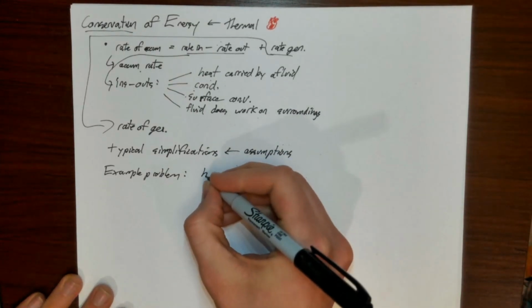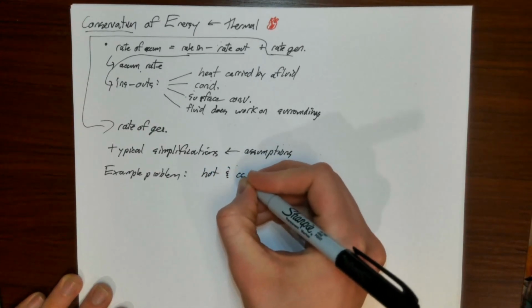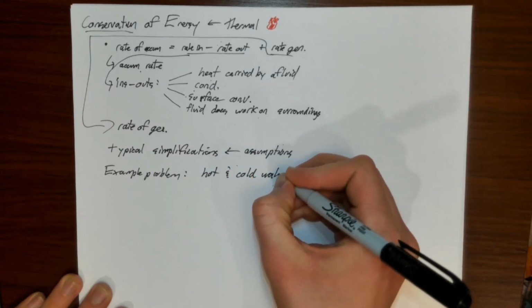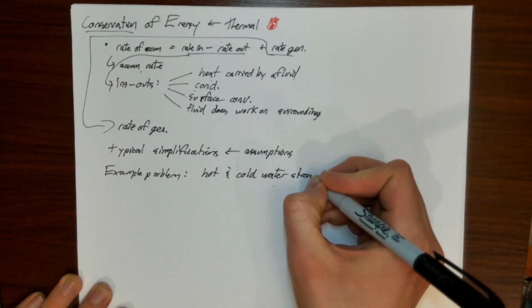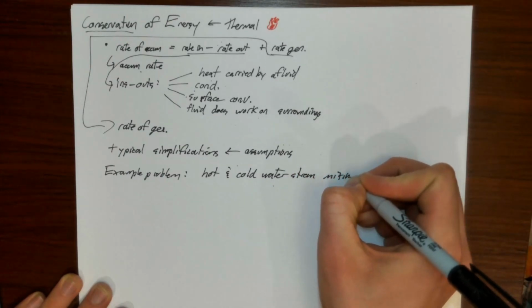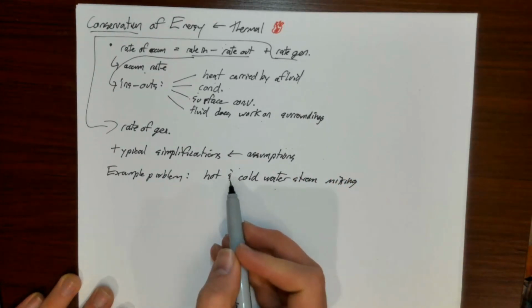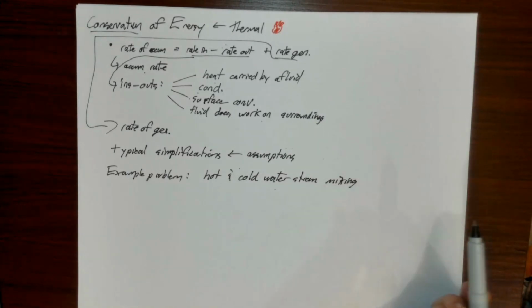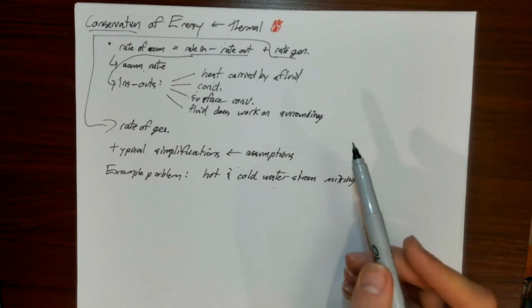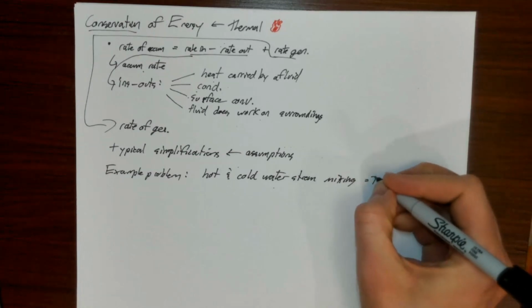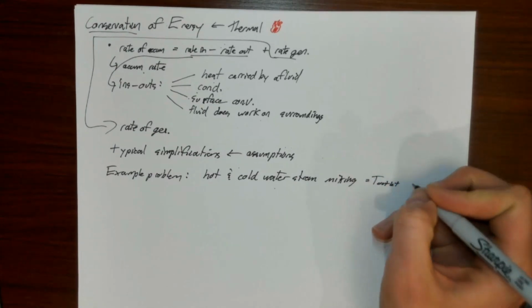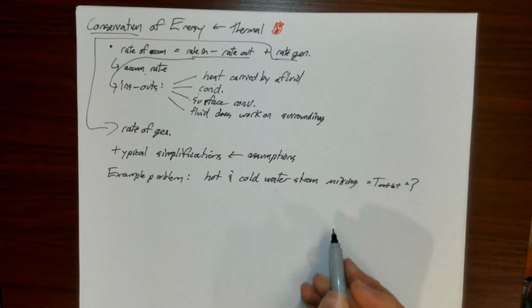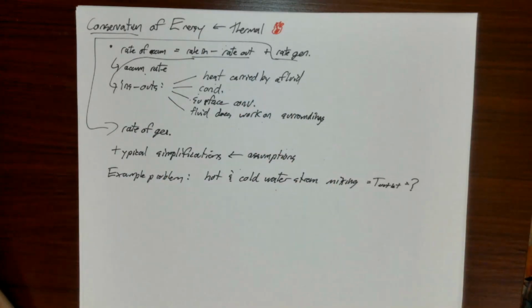What happens if we have a hot and a cold water stream mixing? So I have a hot stream and a cold stream. They come together. What does the temperature at the outlet look like? What is the temperature at the outlet? So this is where we're going with today's lecture.